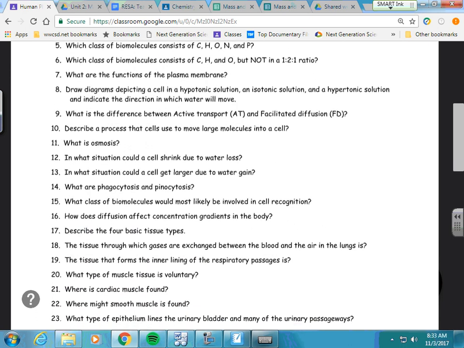Okay, what did you guys put for functions of the plasma membrane? What is it? Okay, so maybe isolate cell or protect cell. What else do we have? Anything else it does? So physical isolation, separating the inside of the cell from the outside of the cell. It is a barrier. A barrier does what?